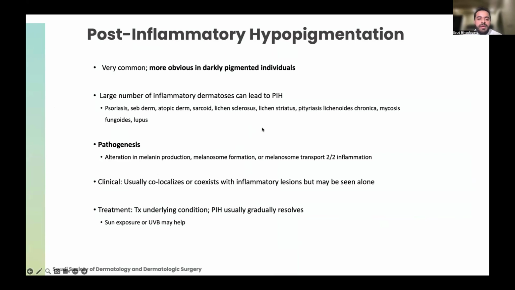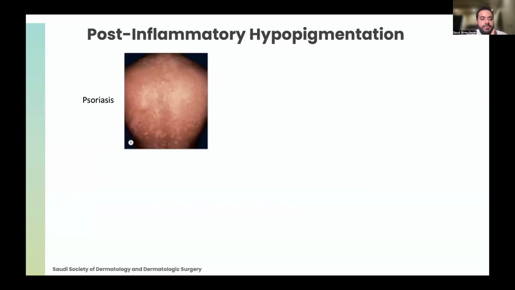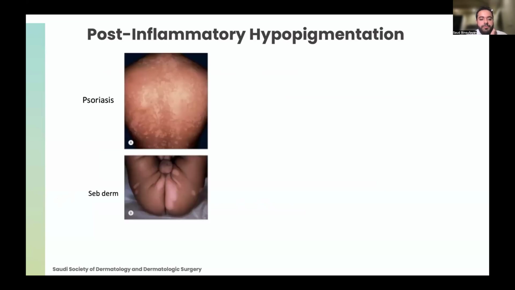If there is, for example, seborrheic dermatitis, or atopic dermatitis, psoriasis, these processes can all produce hyperpigmentation or hypopigmentation as sequelae, and this is where the term post-inflammatory hypopigmentation or hyperpigmentation comes from. And for the treatment of these conditions, usually we just treat the underlying condition. These are just some examples of post-inflammatory hypopigmentation.